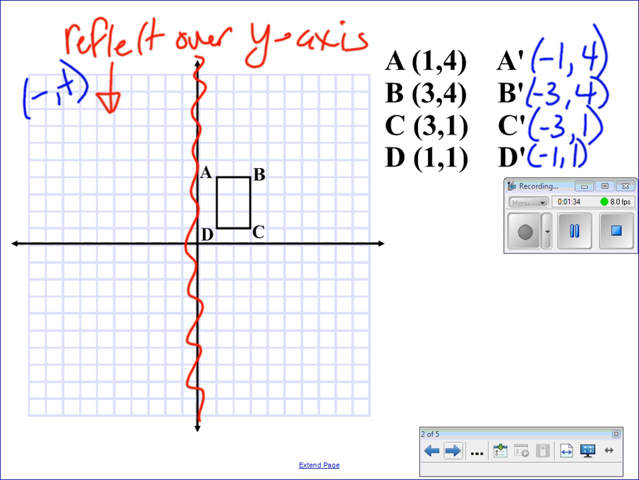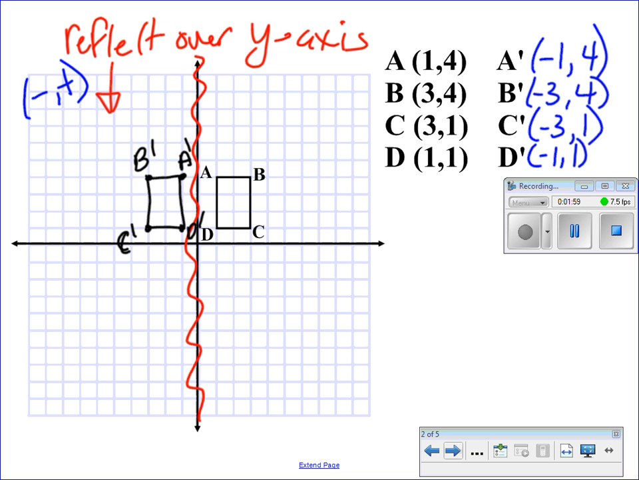Or you can look here. A is 1 away from that y-axis, so I have to put A 1 away over here. B is 3 away. So I'd have to put B 3 away. Okay, D is 1 away, and C is 1 away. And then I connect them up.